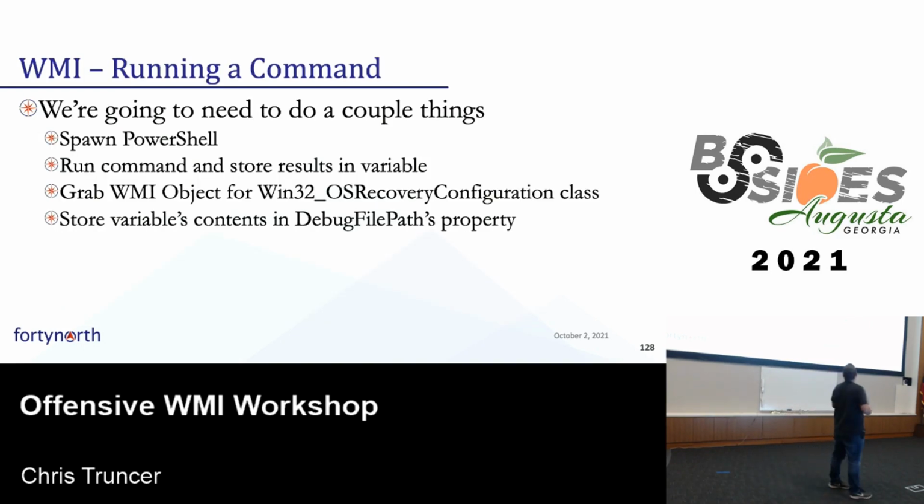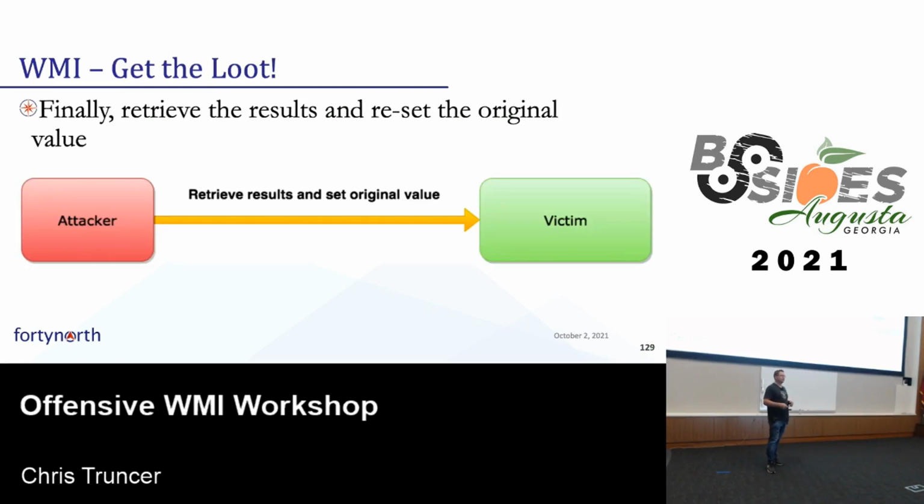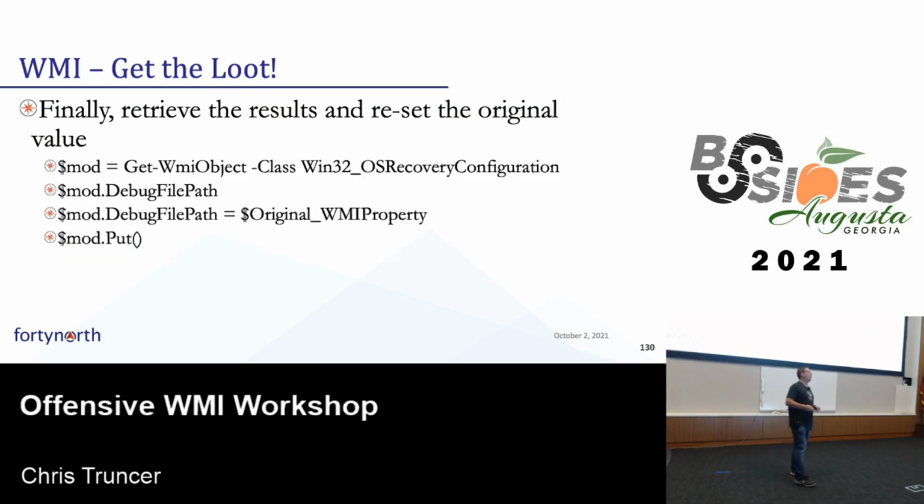And so, yeah, that's basically what I just said. It's going to run that command and then store the output of that. It's going to re-encode that and then store it in that debug file path property so that we can remotely retrieve that. And at the very end, we are retrieving the results right here. We're outputting the results, and then we are setting that debug file path back to the original value. We can remotely retrieve it and save it just like that. And then that will actually return it back to its original contents and original value.